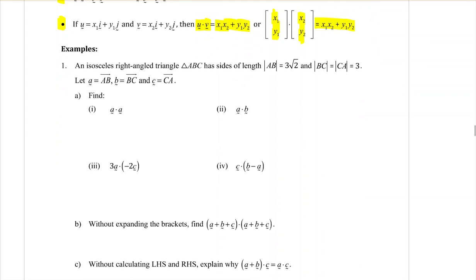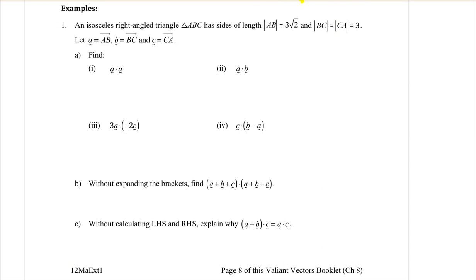Let's try and use these in some questions. All right, so question 1. In an isosceles right-angled triangle, ABC, so I'm going to draw over here on the side, triangle ABC. Now, the right angle, I'll leave that part. I'm going to put A, B, C. It says the length of AB is equal to 3 root 2. The length of BC and CA are both equal to 3, so these ones here are equal to 3.